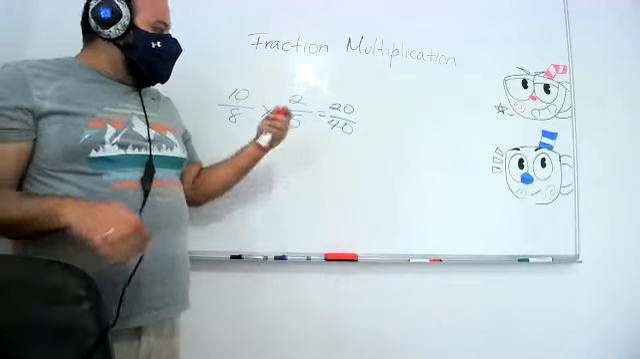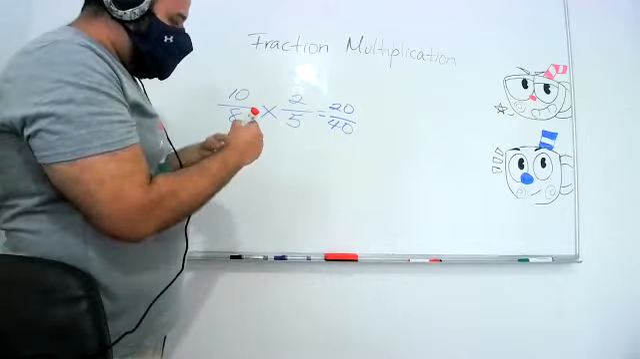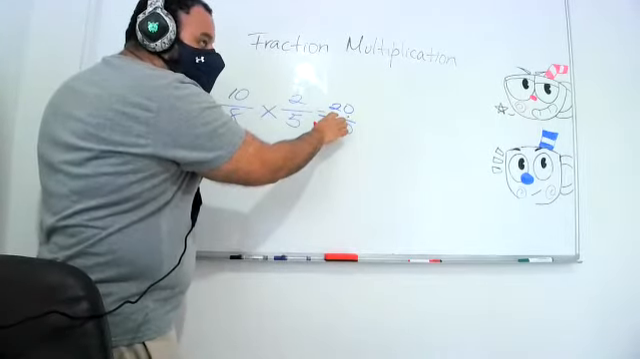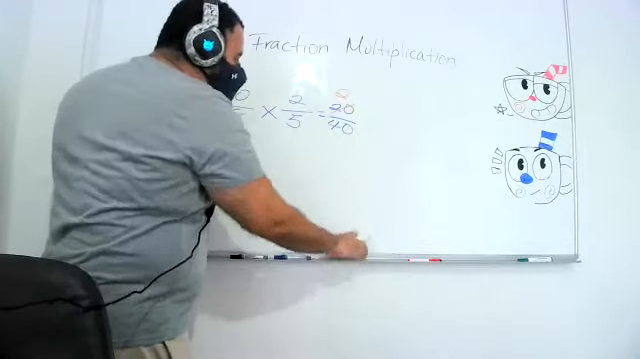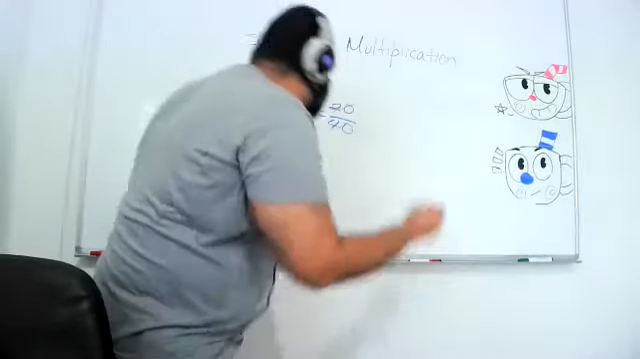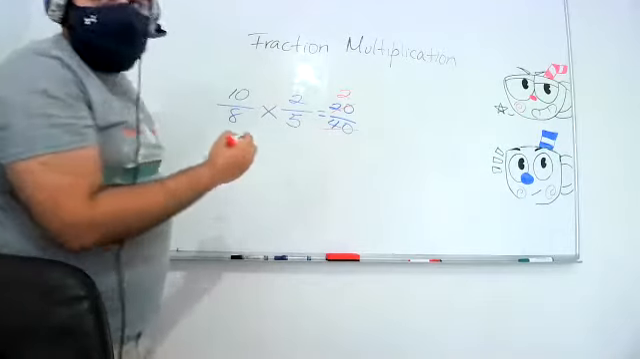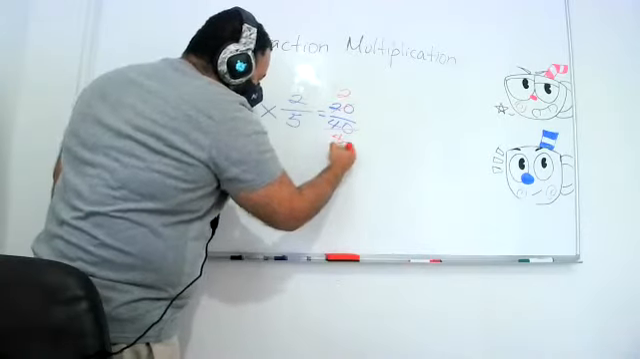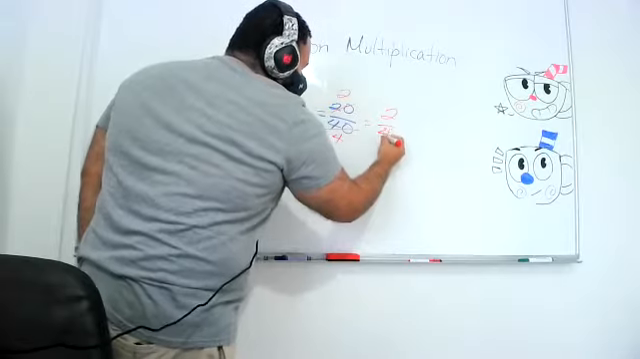Okay. I will divide them by 10 because 10 is the biggest number. I'm dividing them. 20 divided by 10, that's easy, that's 2. Because 2 times 10 is 20. And 40 divided by 10 is 4 because 4 times 10 is 40. So my new fraction is 2/4.